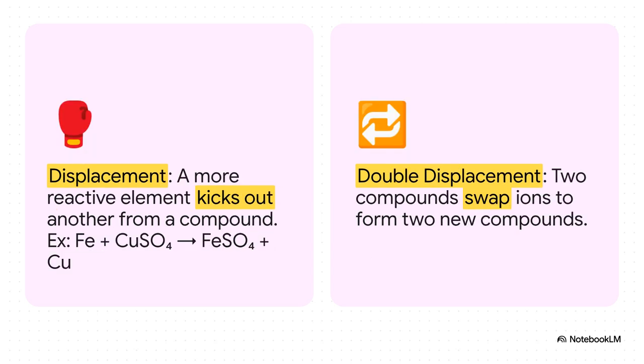Okay, next up are the swapping reactions. A displacement reaction is kind of like someone cutting in on the dance floor. You have a more reactive element, in this case iron, that just swoops in and kicks another, less reactive element right out of its partnership. But in a double displacement reaction, it's like two couples showing up and just swapping partners. They both exchange ions and form two completely new couples, two totally new compounds.